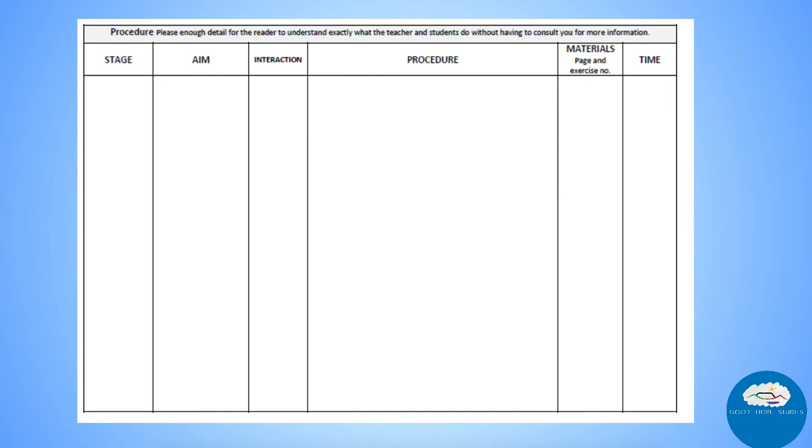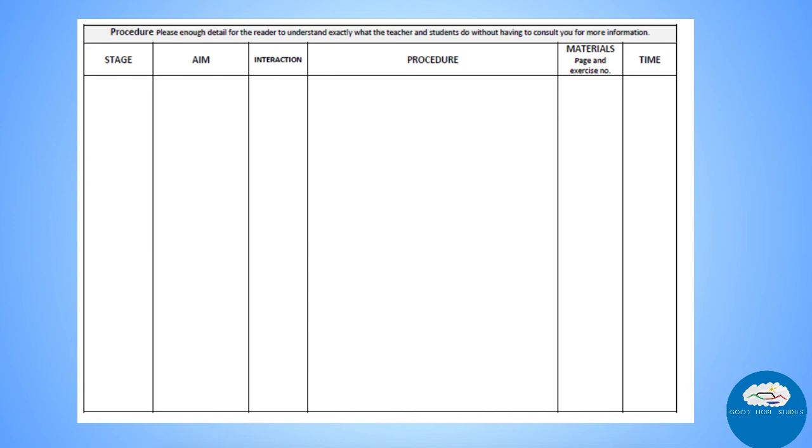And this is where you think about how you are going to present your lesson. So the stages, the aim of each stage, so why are you doing that thing? The interaction is, so how is the class going to interact? Is it going to be open class, where the teacher talks to the whole class? Or is it going to be pair work? Is it going to be students working on their own, or maybe in groups?